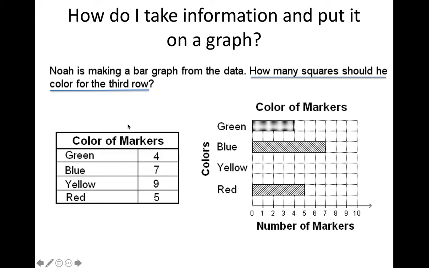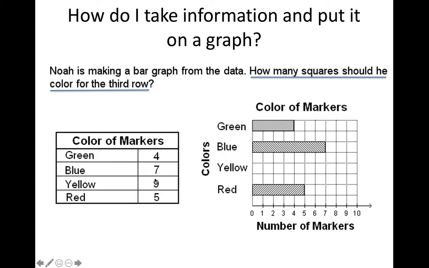So that's correct. Blue is 7. 1, 2, 3, 4, 5, 6, 7. You can see that the dark line is shaded right here, and if you go down by the end of the line, it's right here at 7.